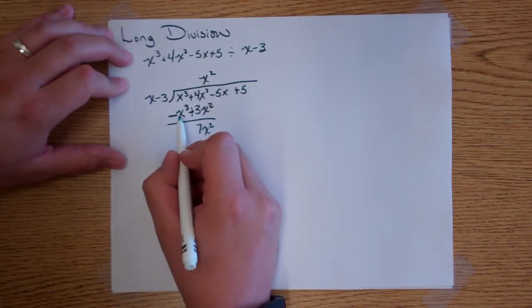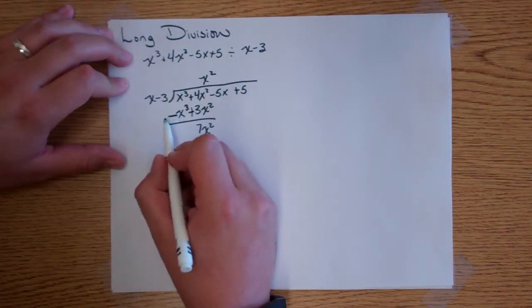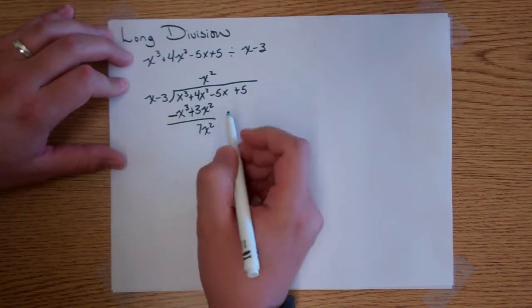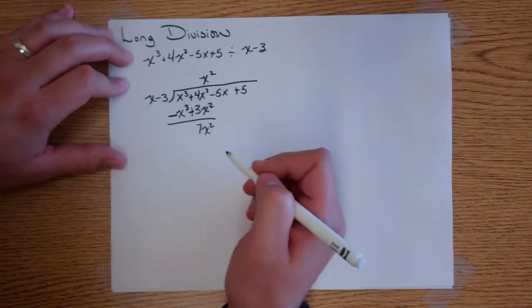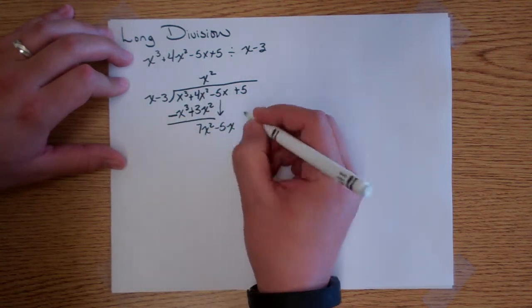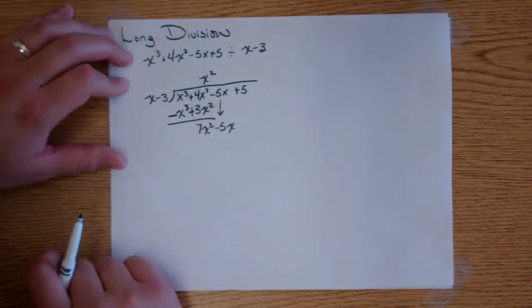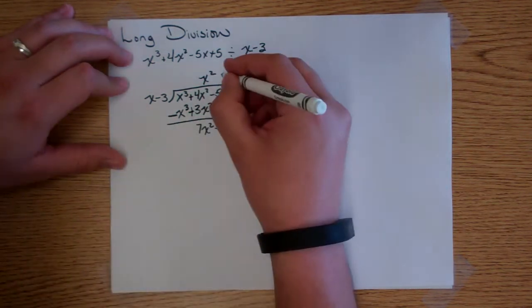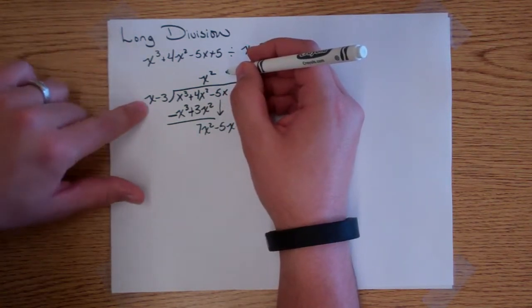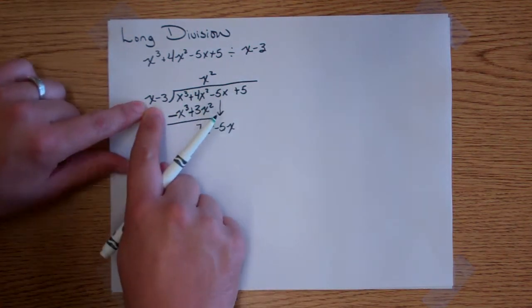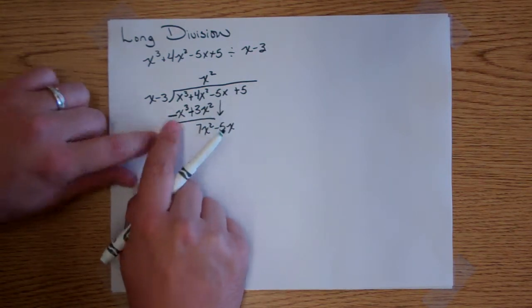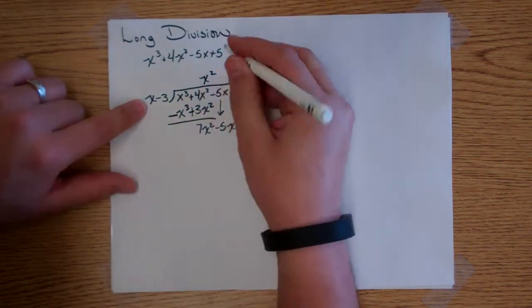So this is negative x cubed, and this is now a plus 3x squared, because we're subtracting this from that. And then you bring down this term, so minus 5x. How many times will this go into there? Well, it'll go in plus 7x times. Because really all you're looking at is this term. What times this is 7x squared? Well, it's a positive 7x.